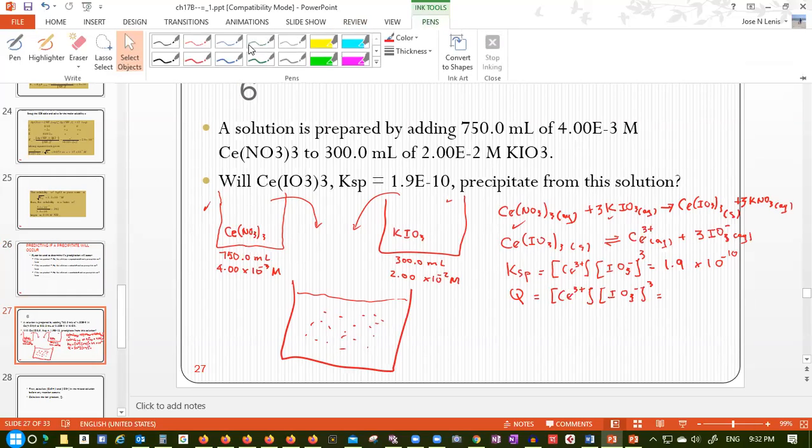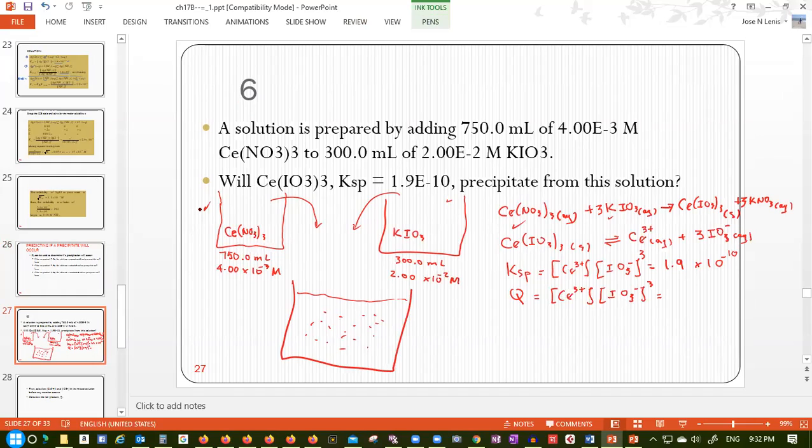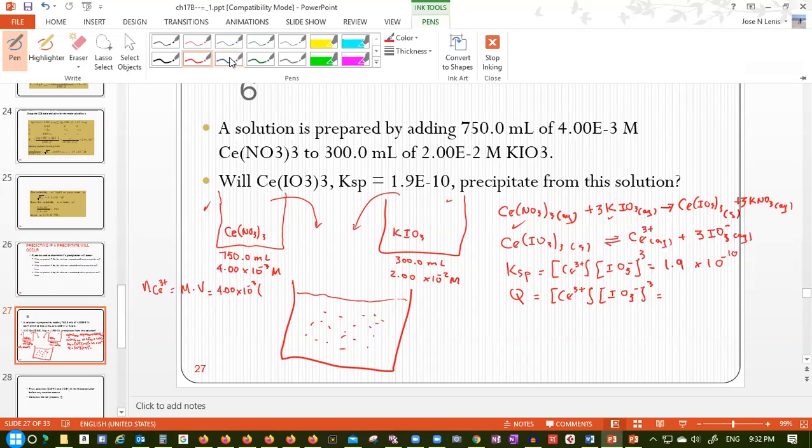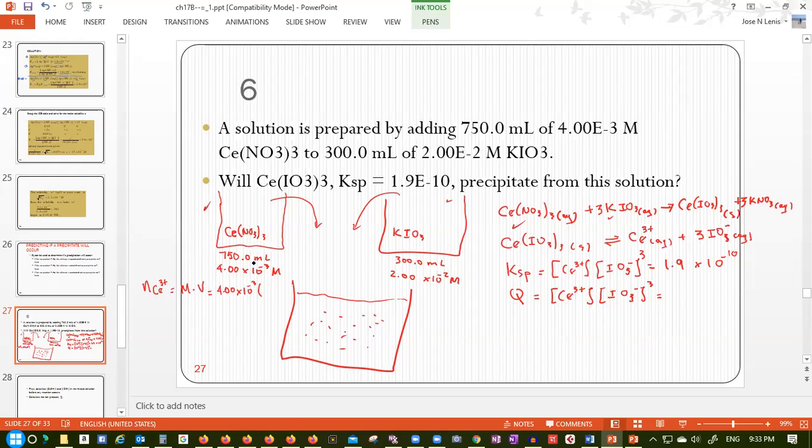So how do you find that? This is the formula of molarity, right? So moles of cerium 3 plus equals molarity times volume. The molarity happens to be 4.00 times 10 to the negative 3 times the volume, which is 750 ml. We need to convert that into liters. That means 0.75. We do this multiplication.